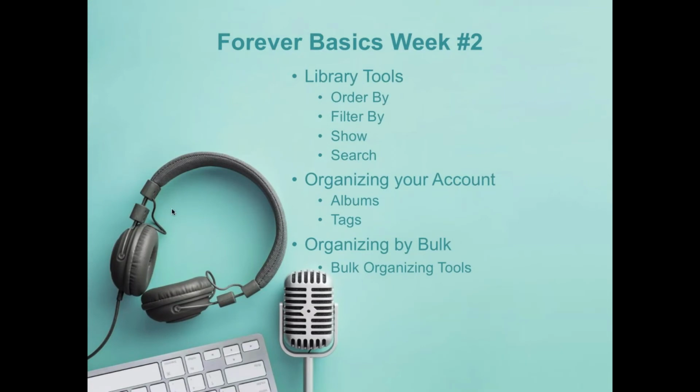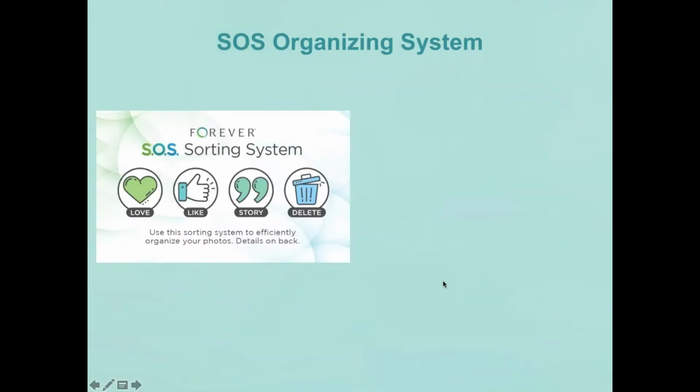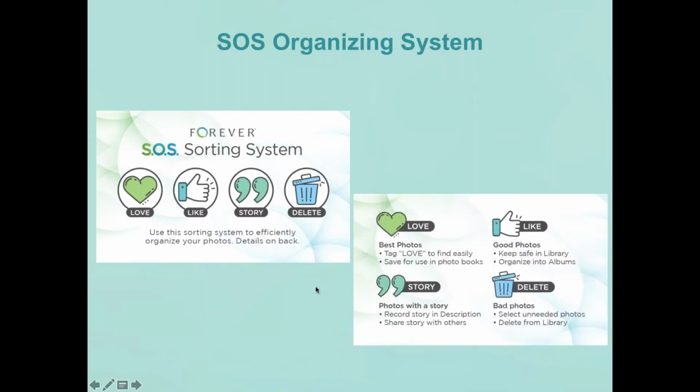So I'm going to teach you tonight something that we teach at Forever. And this is called the SOS Sorting System. Okay? So this is what I want you to think about when you are paring through those photos in the library. This is a sorting system where you determine which photos you love, which photos you like, which photos tell a great story and have a good memory attached to them, and which photos you want to just plain delete. Okay, now I'm going to show you what to do for each of those thoughts.